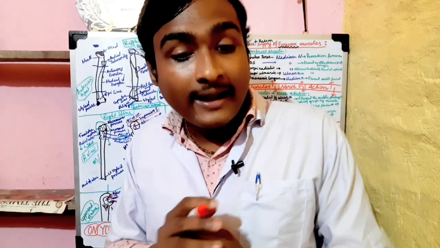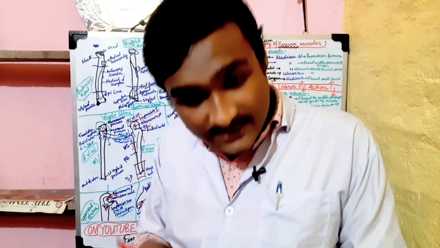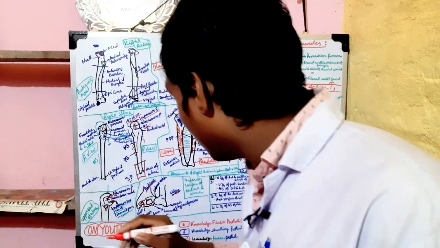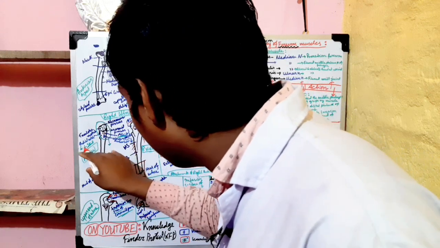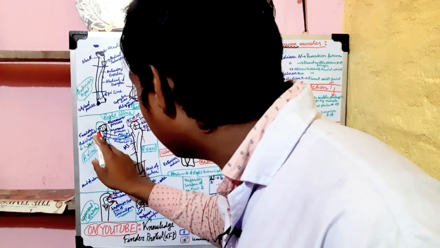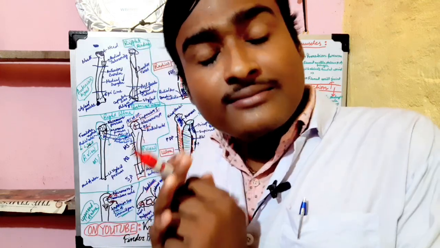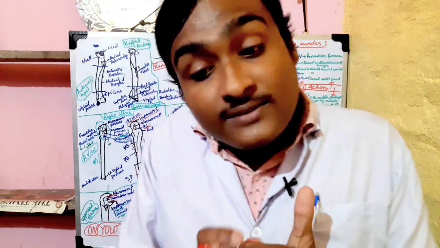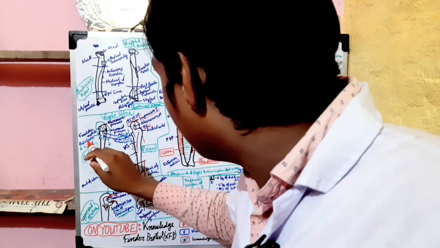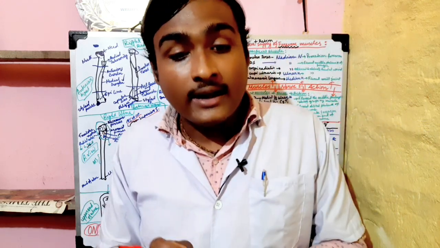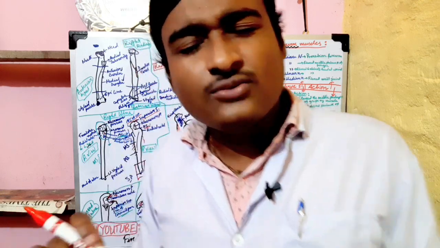The lateral surface has two parts, the upper part and the lower part. The upper part marks the radial notch. Here the radial notch attaches to the radius. The lower part is depressed for the radial tuberosity. The medial surface continues and makes the shaft.